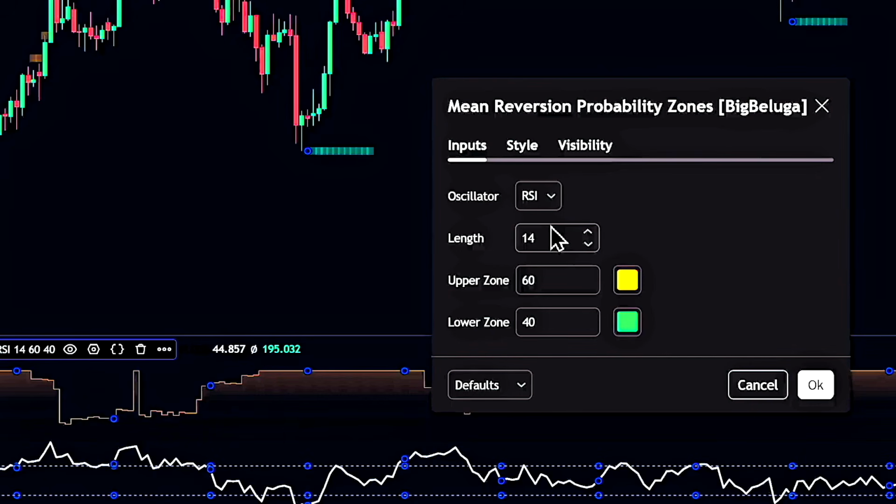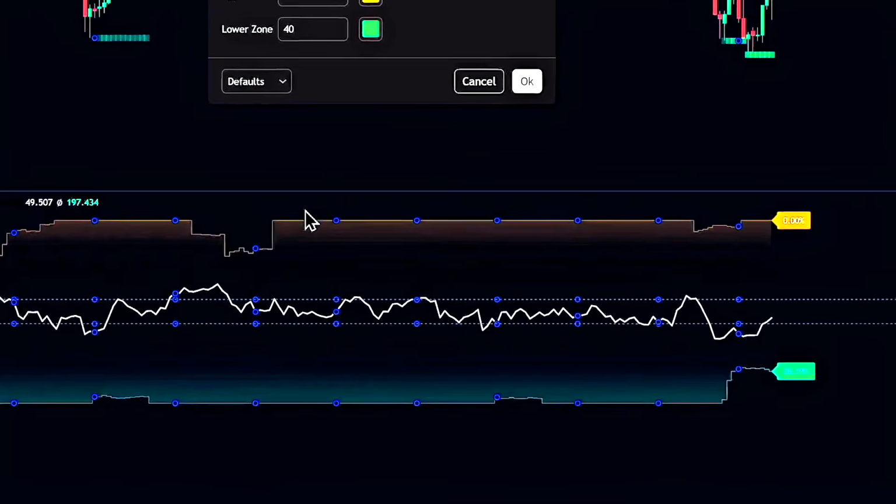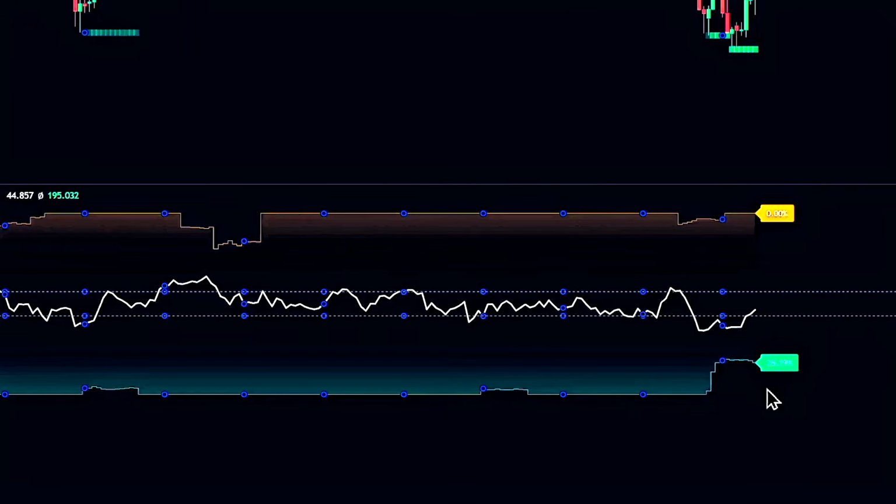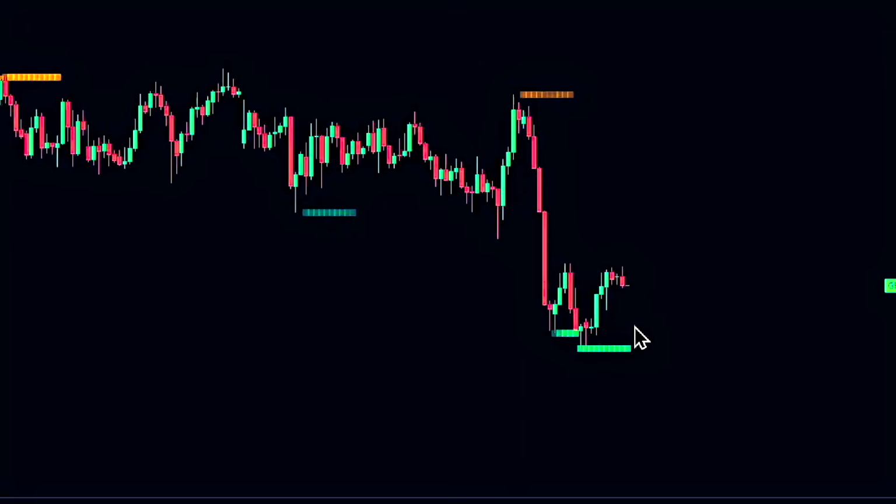Now look at the histograms near the oscillator. When the upper histogram starts growing, the tool is telling you conditions favor a downward snapback. When the lower histogram builds, it says the odds of a bounce higher are increasing. These bars don't replace your judgment. They frame it using actual probabilities.